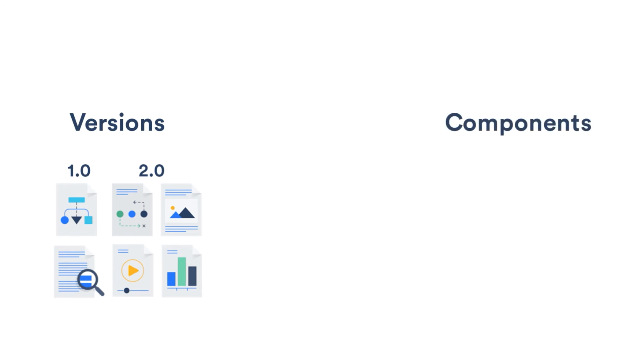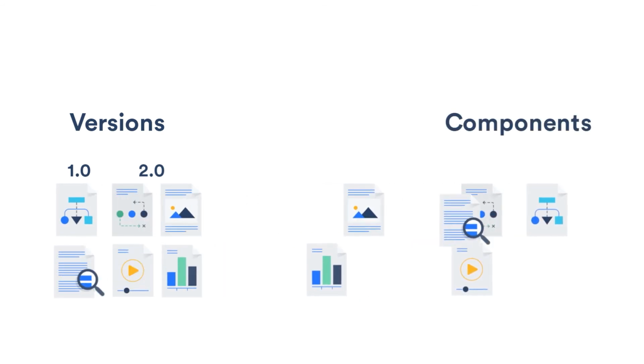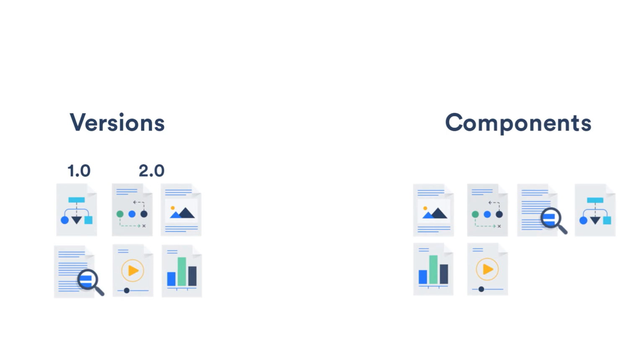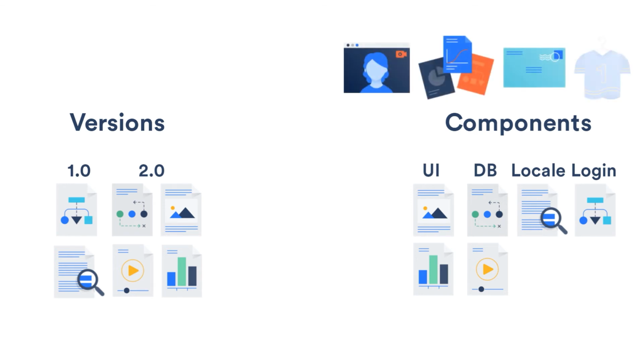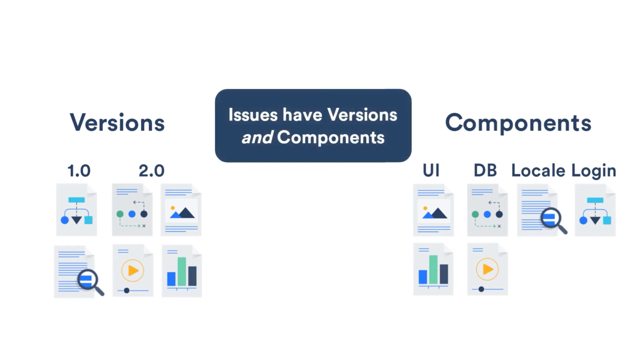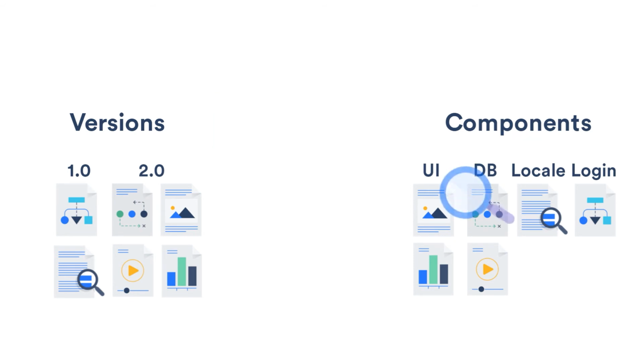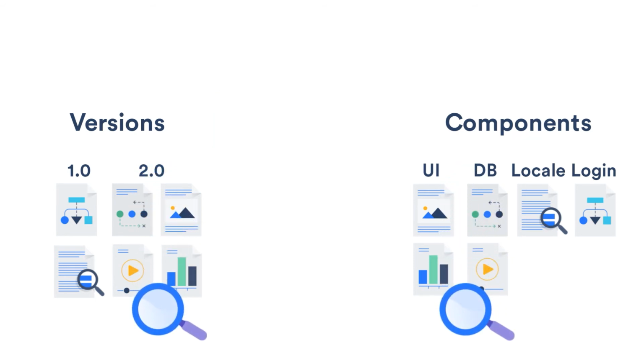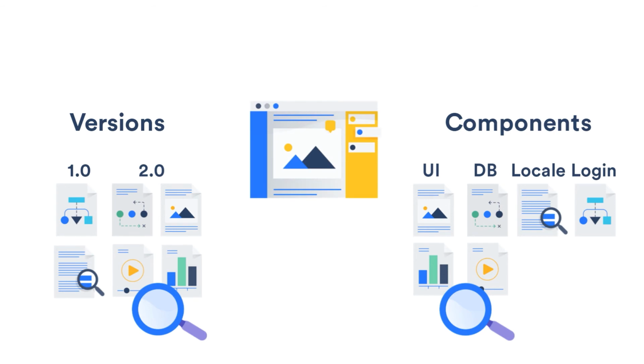Components are a way to categorize issues within the project into smaller parts. For example, the Teams in Space development project might have components for UI, database, localization, and login. Each issue has a component field, which is populated with one of these. A marketing project might have components for videos, brochures, mailers, and clothing. Issues can be organized into both versions and components. These are useful to quickly find all issues of a certain component or version, or to use in project management reports.